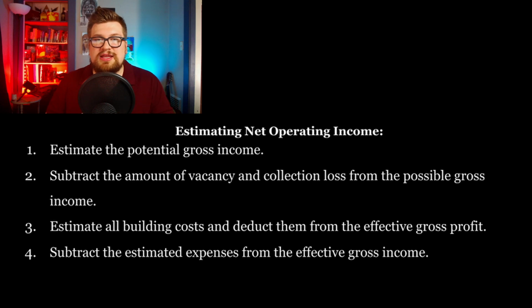So this is going to look at how many vacancies potentially, or maybe non-payment of rent, will exist for the particular property. And then 3, you're going to estimate all building costs and deduct them from the effective gross income. So again, there's going to be fixed and variable costs. Property taxes and insurance would be an example of a fixed cost, while a variable cost might be something like repairs or snow removal, management fees, things like that. And then lastly, you're going to subtract the estimated expenses from the effective gross income. Then you will have your net operating income.